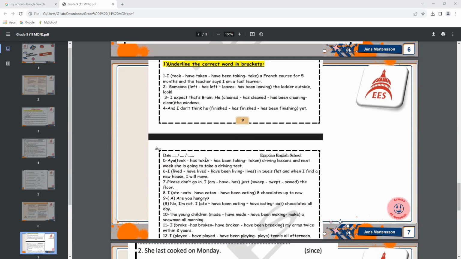Okay. Now let's move to number two. Someone (blank) the ladder outside, and look. Okay, this is my answer. The word "look." The action itself is completed in the past. The action is finished, but I can see the ladder because he said look. So someone has left the ladder. Do you get it? Okay. Now let's move to number four. I don't think he (blank) yet. The meaning is negative. I don't think he has finished yet.